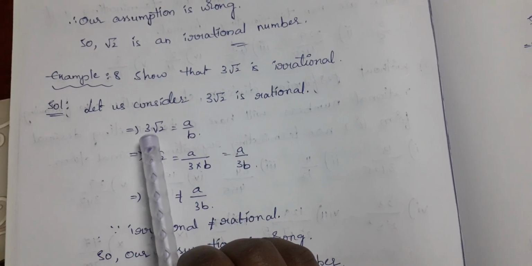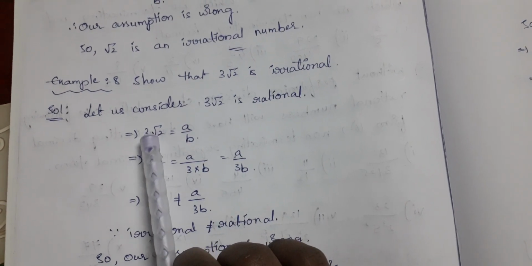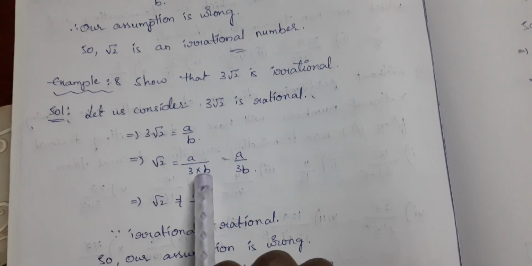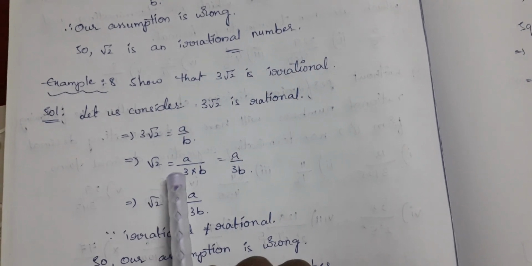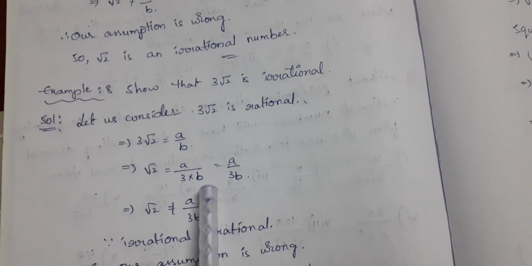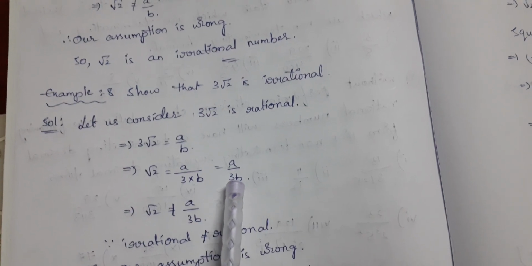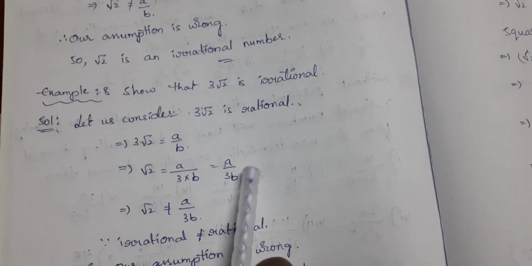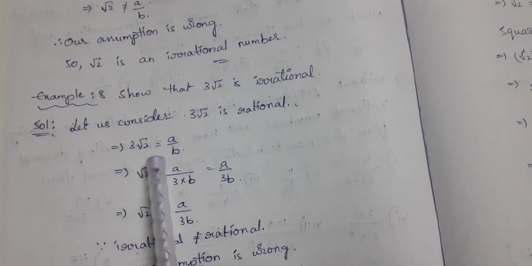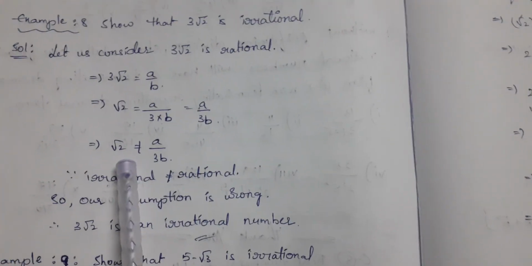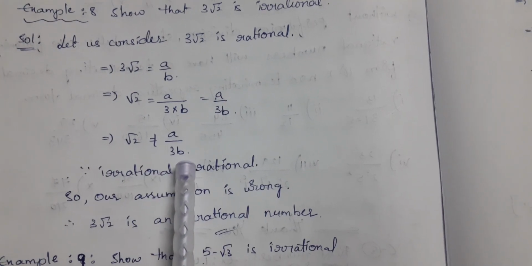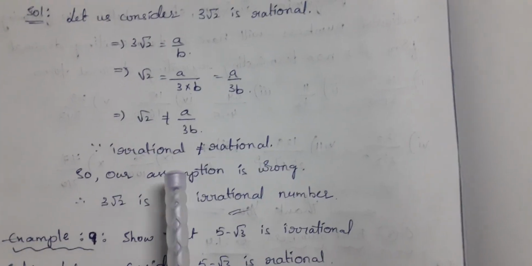I am transposing this 3 to the other side. Here it is in multiplication, by transposing it becomes division. So root 2 is equal to a by 3 into b, 3 into b again becomes 3b. So again this is a p by q form number, a rational value. This root 2 is an irrational value, always not equal. So root 2 is not equal to a by 3b. Irrational value is not equal to rational.